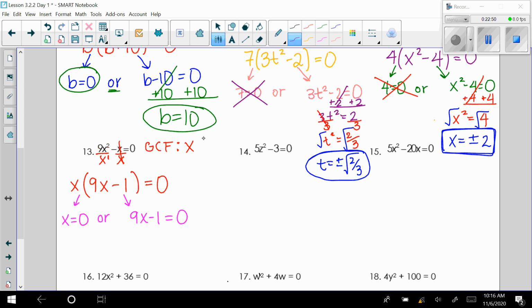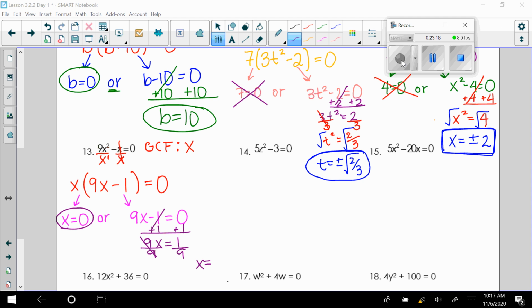So just like earlier, we don't have to do any math for this one because x is already by itself. So that's one of our answers. For this one, though, we actually have to solve the equation. So we'd add 1 to both sides, 9x equals 1, divide by 9, and we would get x equals 1/9. All right, so those are our 2 answers, x equals 0 or x equals 1/9.